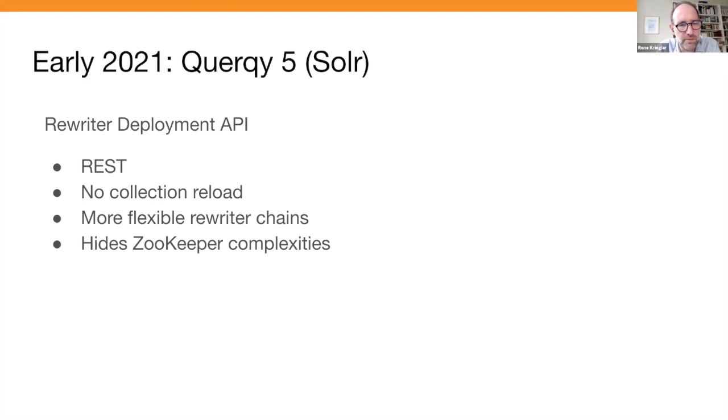So the configuration is managed via Zookeeper and is propagated to the nodes via Zookeeper, and the configuration is updated under the hood without having to reload the core or the collection. So that means you can change your synonyms and your rules, hit deploy, call this API, and it's there. I think that's a great improvement, and it also hides all this complexity that we see in Zookeeper, and also the rewriter.